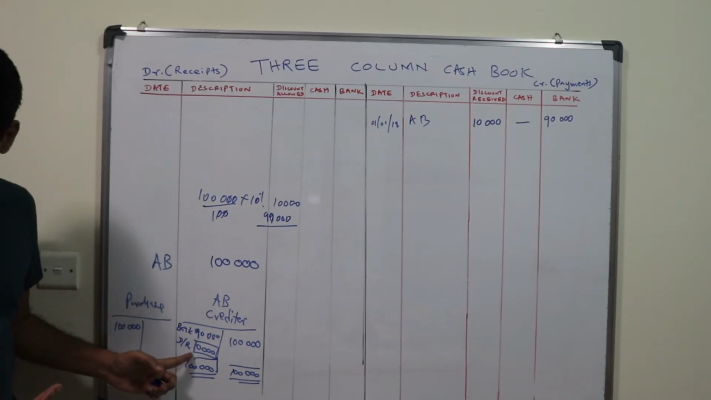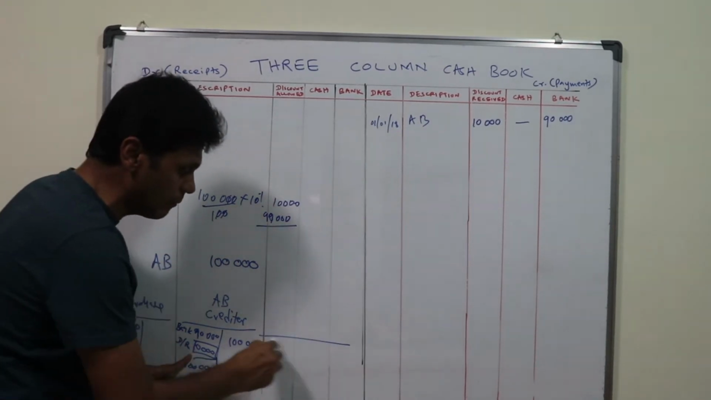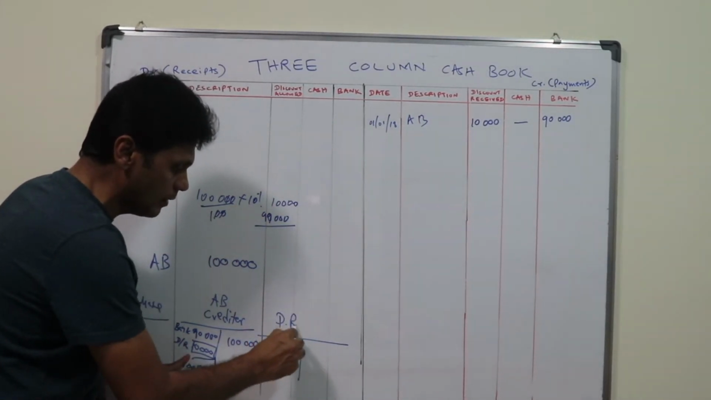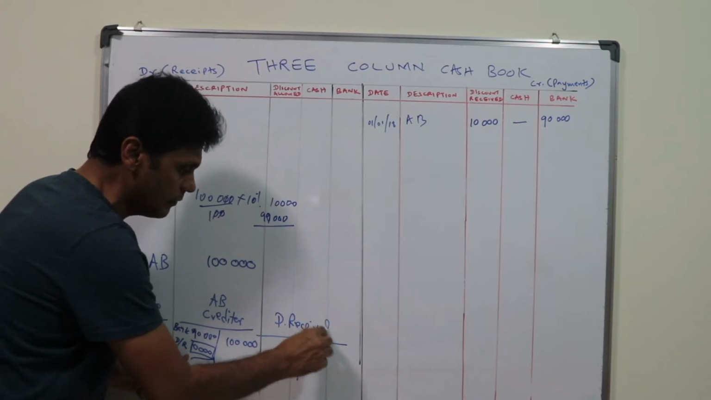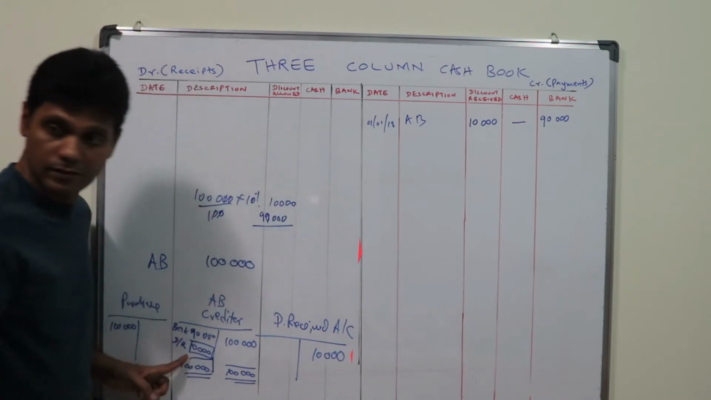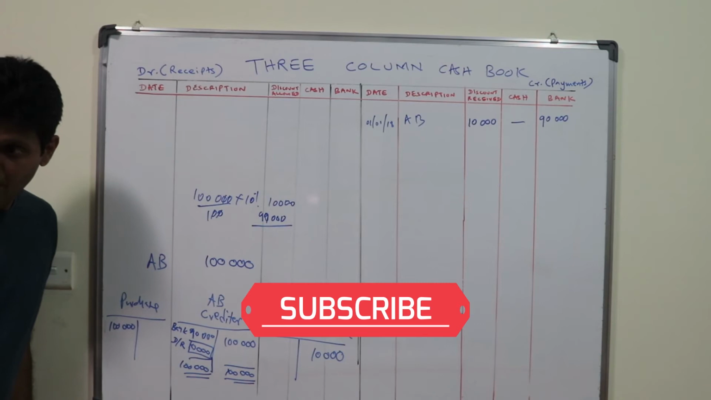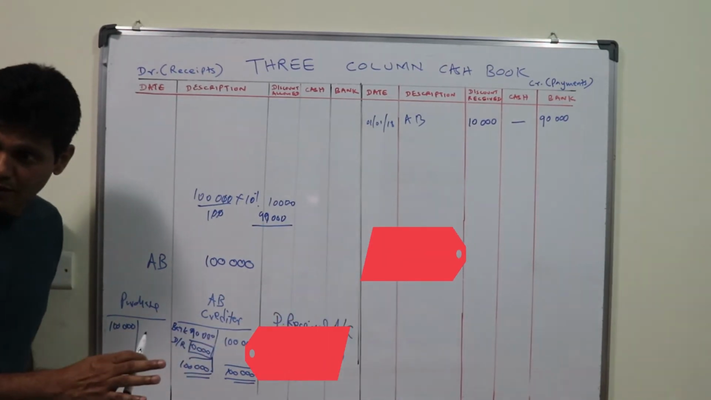Here there's a debit entry. There should be a credit entry as well, no? So the credit entry will be, you have to open the discount received account and you should credit this account. That's how you balance this. I hope this was not discussed earlier.